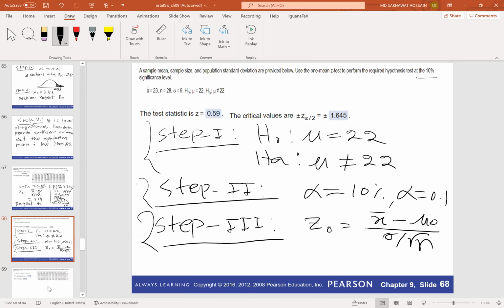For the left tail test, it will be negative z alpha. For right tail, it is z alpha, and for two tail, it is positive and negative z alpha over 2. So for two tail, we'll have two critical values. Now plug in all the numbers. X bar is 23, mu 0 is 22, and sigma is 9 over square root of 28. The test statistics is 0.59. So this is our test statistics.